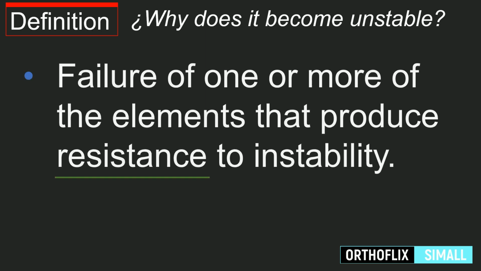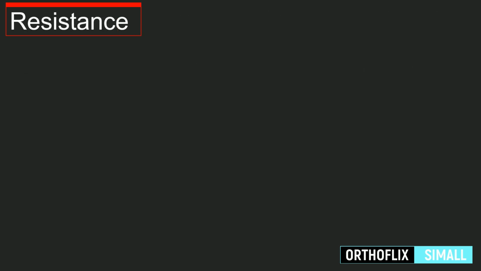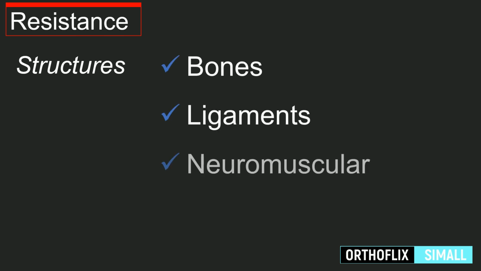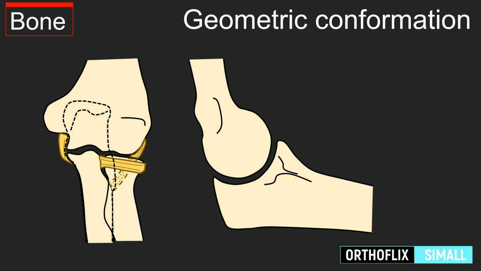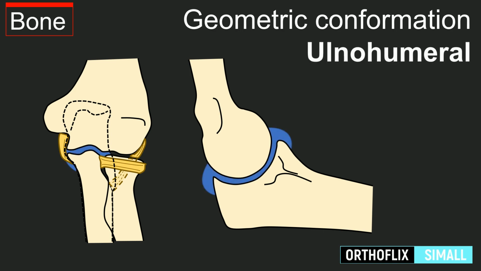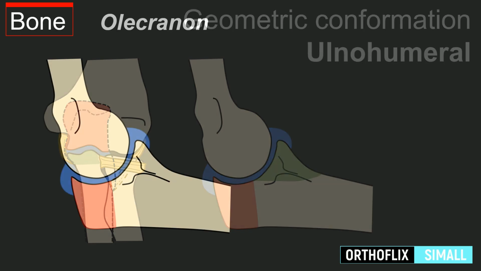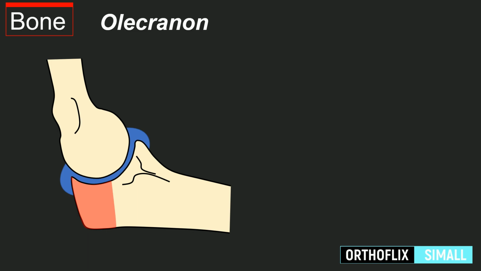Why does it become unstable? Well, because there is failure of one or more of the elements that produce resistance to instability. And what are the structures that produce resistance? Well, like in any other joint, bones, ligaments, and neuromuscular structures. Particularly in the elbow, the geometric conformation is very important. It makes it a very tight and solid joint, especially the ulnohumeral joint, which is composed of the distal humerus, coronoid process, and olecranon.